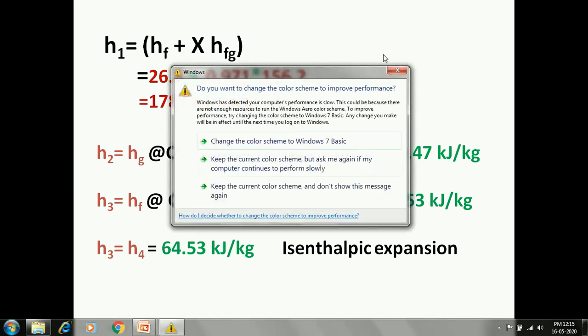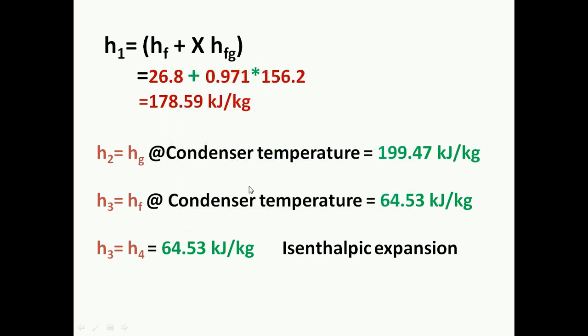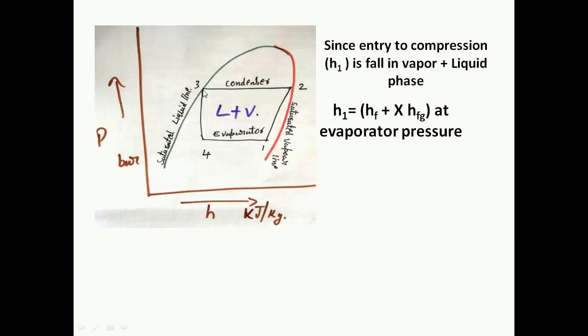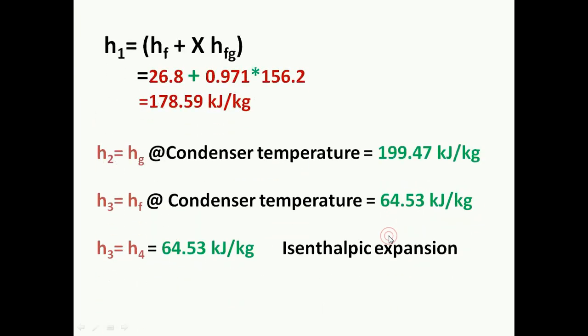Therefore H2 is equal to Hg at what temperature? Condenser temperature. H3 is equal to Hf at condenser temperature. In this problem, you see H3 touches the saturated liquid line after the condensation process at what temperature? Condenser temperature. Therefore you want to take the Hf value only. H3 is equal to Hf at this temperature, and H3 is equal to H4 since it is isenthalpic expansion.